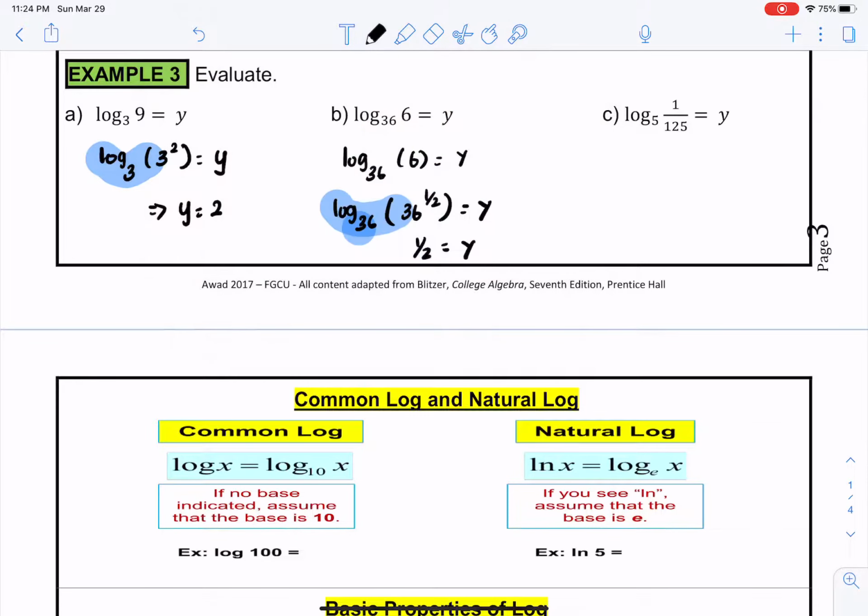In the next case, we have log base 5 of 1 over 125. 125 is simply 5 cubed. You may ask me why am I writing this in terms of 5? Because the base is 5, and if I write it in terms of the base 5, then I could use the trick that I used in the previous two parts. So log base 5 of 5 raised to negative 3 would equal y. Those two would sort of go away, and we would end up having y equals negative 3.